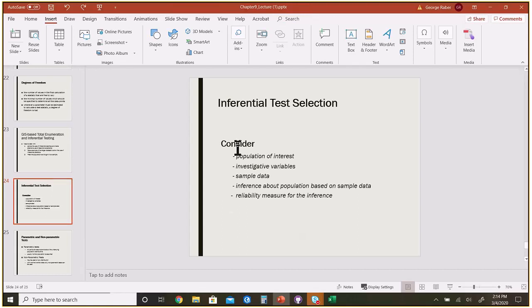All right. So you always have to consider these. What's the population you're considering, and investigate the variables themselves. Look at your sample data, and then think about the inference that you're making about the population based on the sample of the data. That'll go into your hypothesis tests, and then your cutoff value is really a reliability measure for your inference. In other words, what you decide your confidence interval is, you're saying, okay, how confident am I in my technique? How often will it fail?